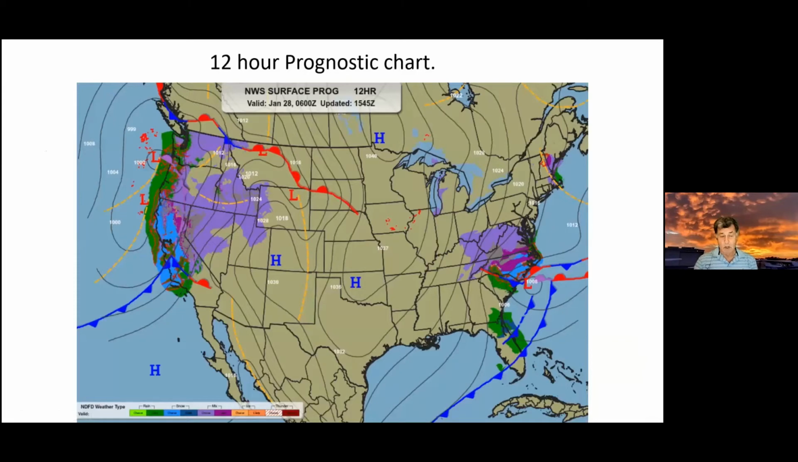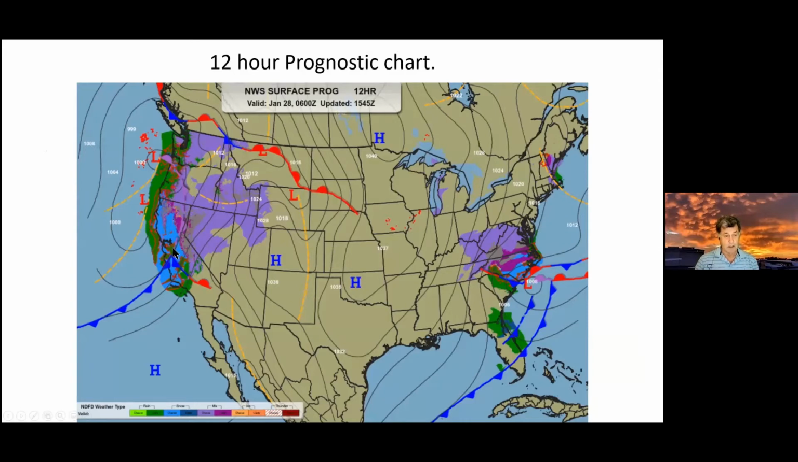This is something that I want to point out. Here's an example. Everybody's seen prognostic charts. What I'm showing is a look into the future. This is a 12-hour one. And you can see that we've got cold fronts on here. There's an occluded front right here.